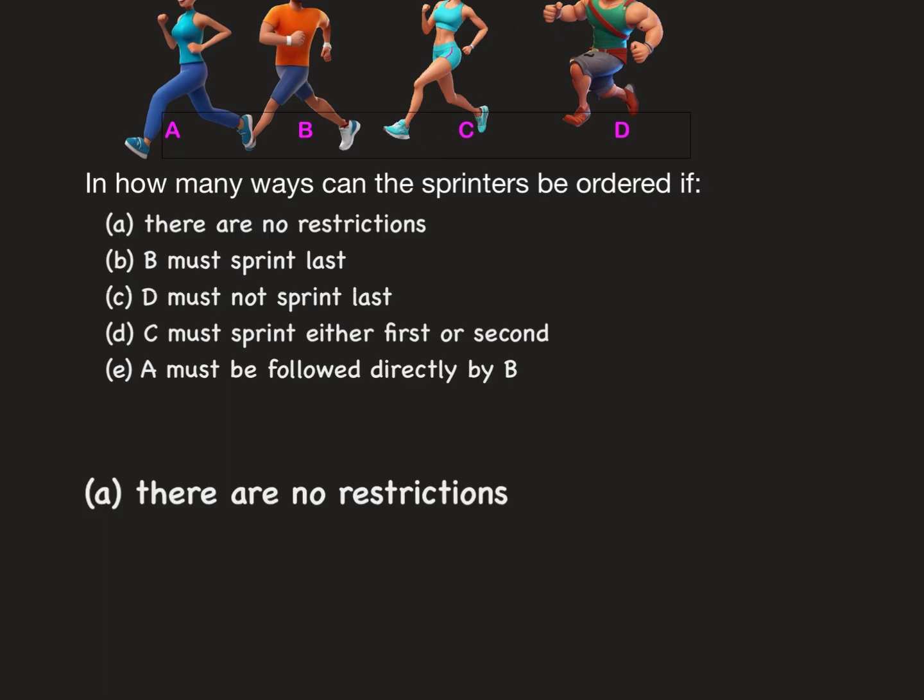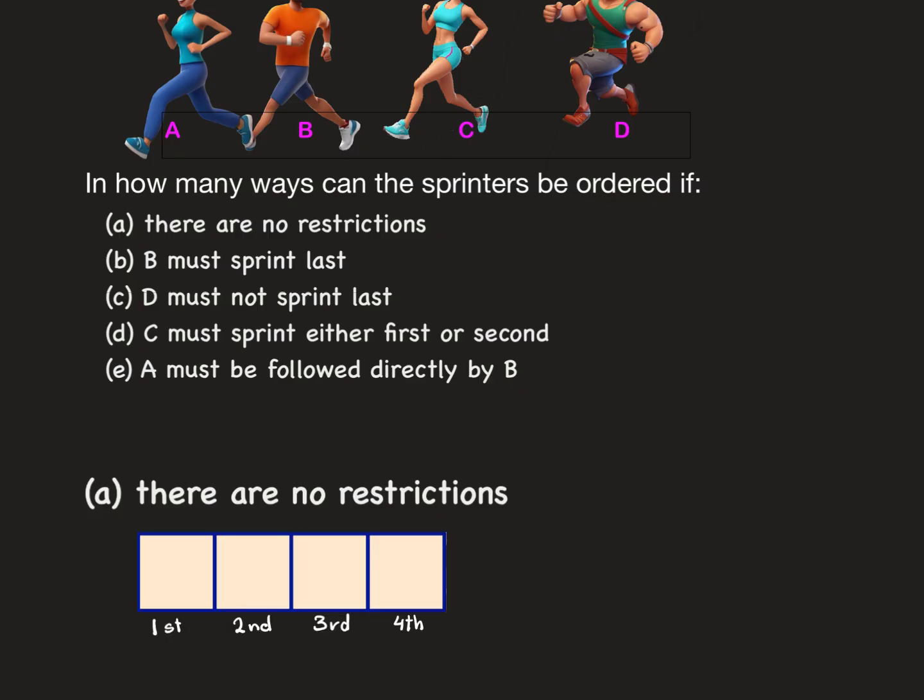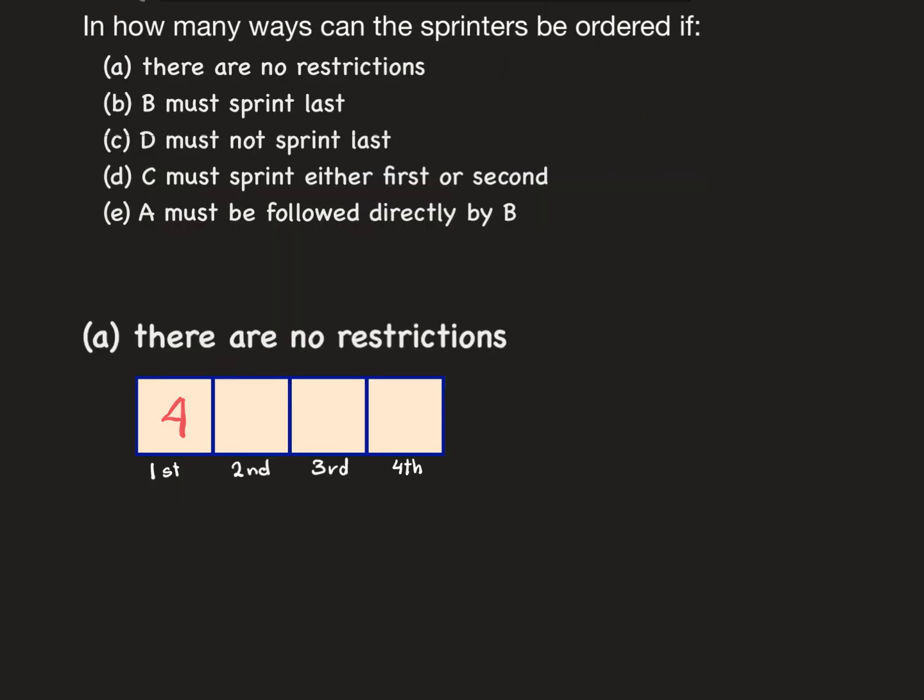If there are no restrictions, we can set up a table with 4 positions. Remembering that in permutations, the order is very important, we have 4 sprinters, and in the first position, any of these sprinters could be first. This leaves 3 sprinters for the second position, which in turn means there are only 2 sprinters left, and those 2 sprinters can go into the third position. And lastly, the remaining sprinter will need to go into the fourth position.